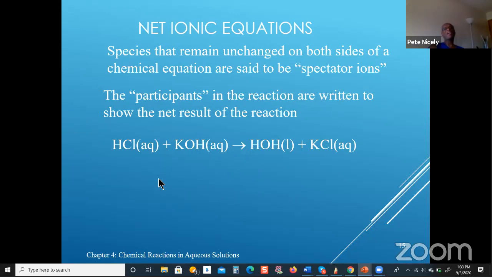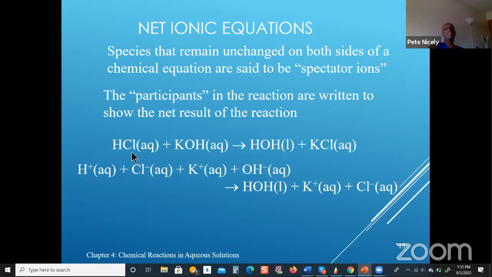So the next question we have to ask ourselves is, how will these dissociate, if they will dissociate? How will they split up, all right? Now we know that hydrochloric acid is a strong acid. So hydrochloric acid will split up to form hydrogen ions and chloride ions. Potassium hydroxide is a strong base. So we know that that will split up to form potassium ions and hydroxide ions.